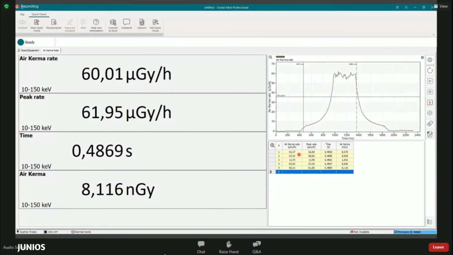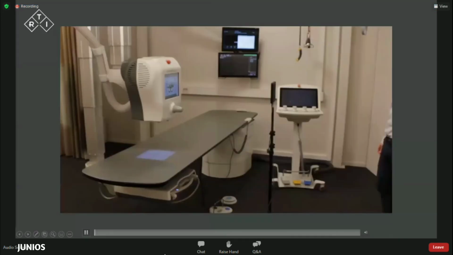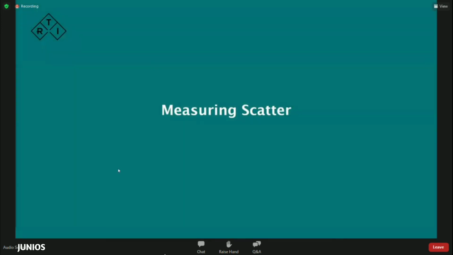When all the measurements are collected, we normalize this for the workload, and there's an equation that is required, but we will show that later on. And then we compare that to the limits. All right, so now let's proceed into measuring the scatter.